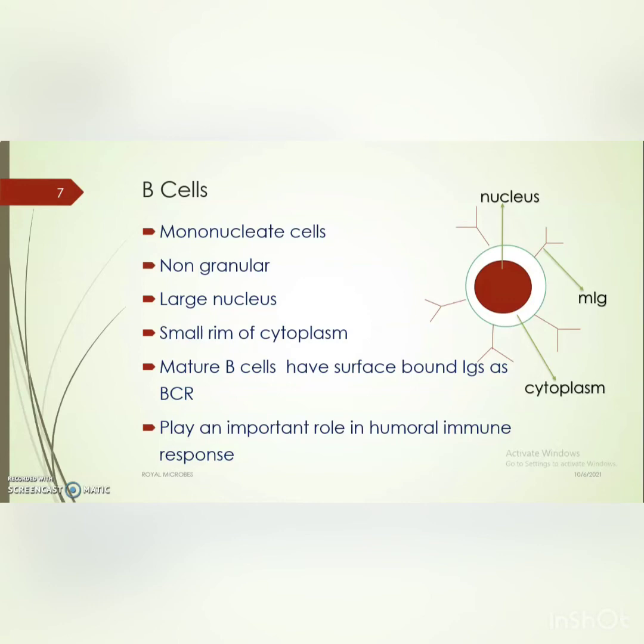The mature B cells have surface-bound or membrane-bound immunoglobulin molecules. This is the membrane-bound immunoglobulin molecule, and these are the typical B cell receptors. The B cells play an important role in the humoral immune response, that is the antibody-mediated response.